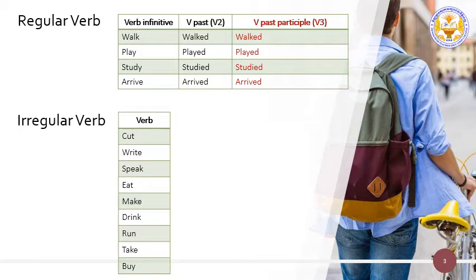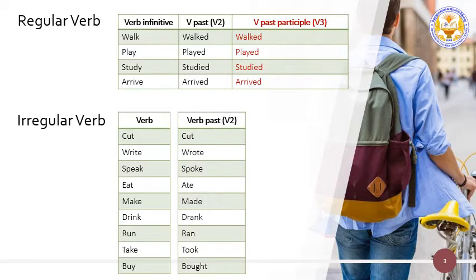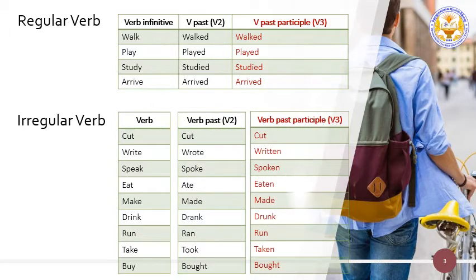And there are some irregular verbs that you have to remember by yourself. Here are some examples that I gave you, verb past and also verb past participle. Some verbs remain the same, cut, cut, and cut, but some verbs completely change from the original verb. Write, we change to past simple, wrote, and also past participle, written. So please go through the verbs by yourself and try to remember how to change them. And you can use a dictionary to help you.